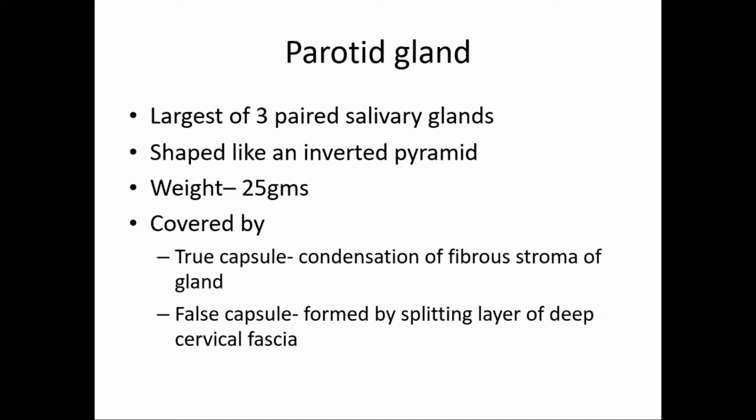The false capsule has two layers. The false capsule splits to enclose the parotid gland. One is the superficial layer, the other is the deep layer. The deep layer is the weak layer, whereas the superficial layer is the strong layer. It forms the parotidomasseteric fascia. The superficial layer is also called the parotidomasseteric fascia.